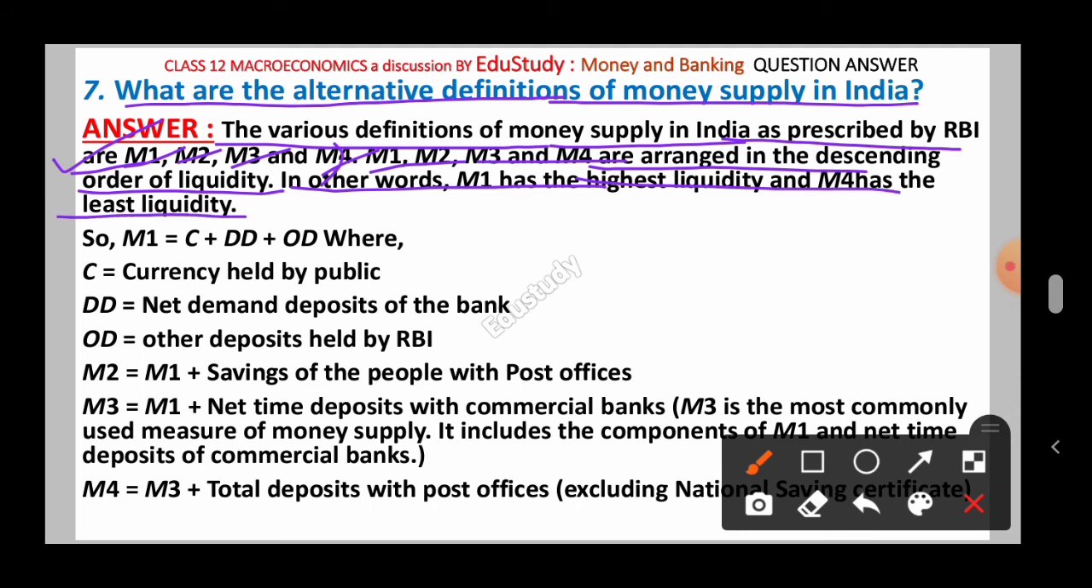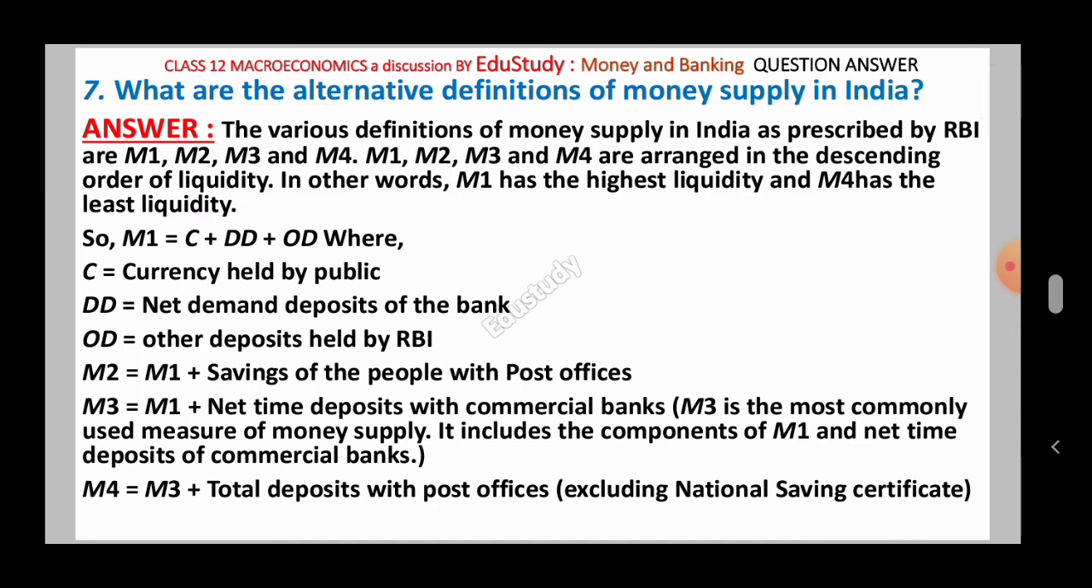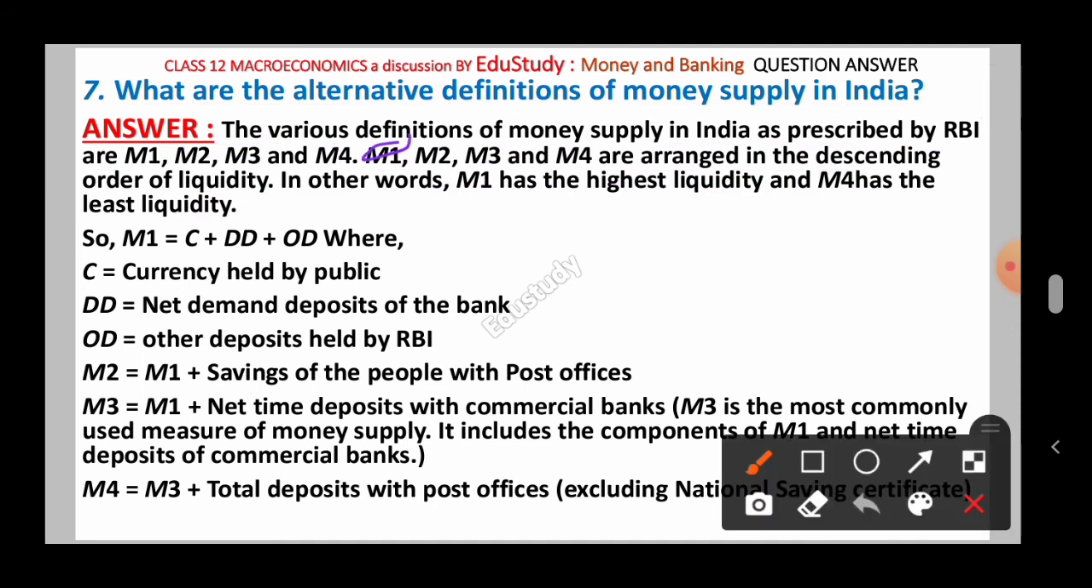That means we have four measures of the supply of money here: M1, M2, M3, M4. Among these four, M1 has the highest liquidity. It means as soon as you require cash, you can exchange this money into cash. And M4 has the least liquidity, meaning it can be converted into cash, but you require more time. It is not impossible, it is possible, but you require time.